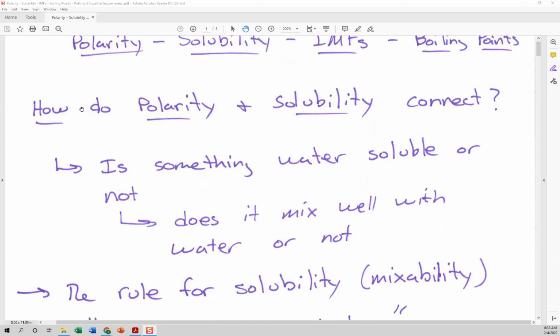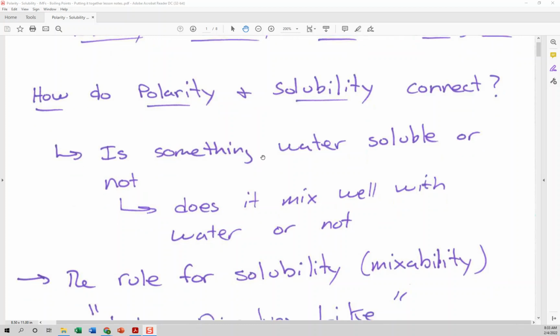All right. So how do polarity and solubility connect? Sometimes you're asked, would this compound be considered water soluble? So what we're asking is, if something's water soluble, that means it mixes well with water, it's miscible. And if something's not soluble in water, or insoluble in water, it's not miscible, right?